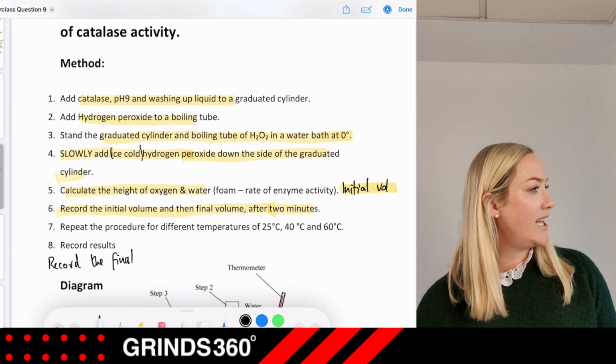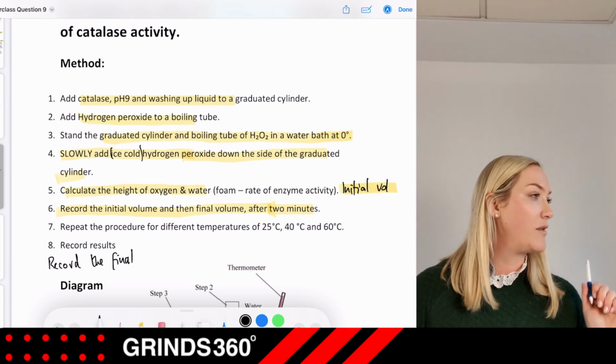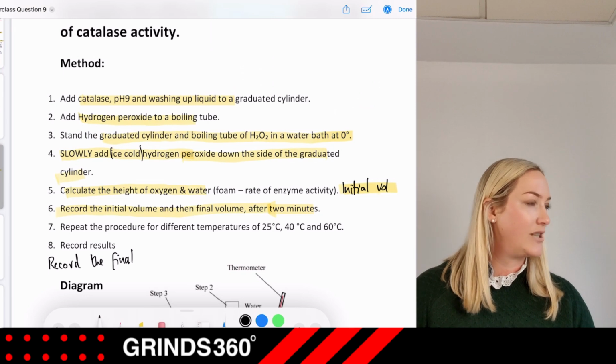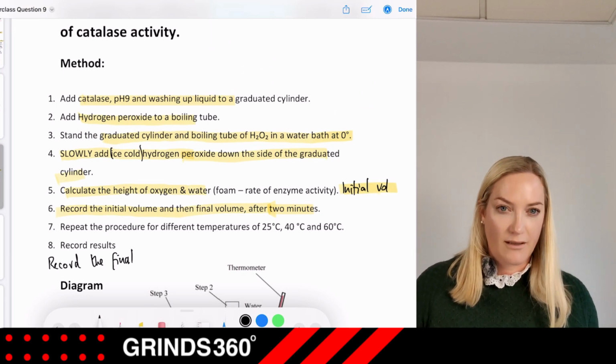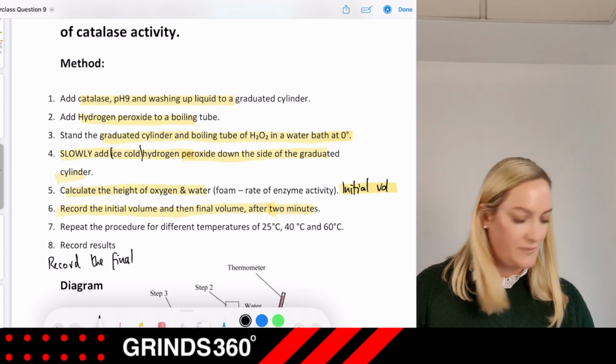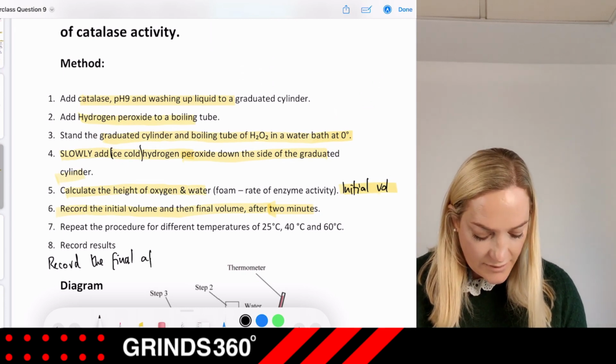Is it okay if I use liver instead of celery? Yes, it is okay if you use liver. That used to be part of the old experiment, but you can, Sarah. Yeah, because liver is still catalase. So yes, Sarah, you can. So record the final volume after 2 minutes.